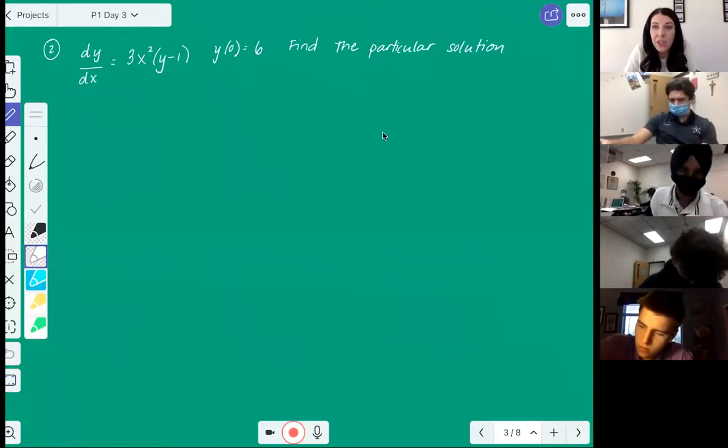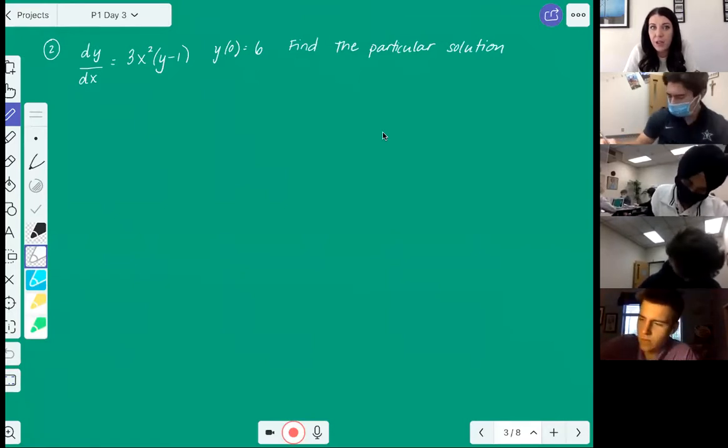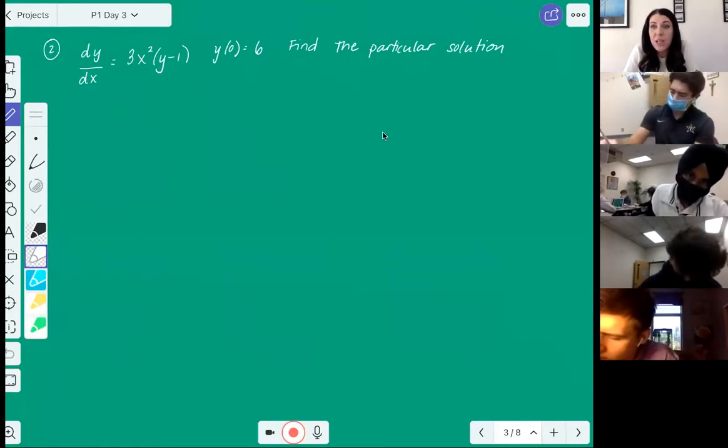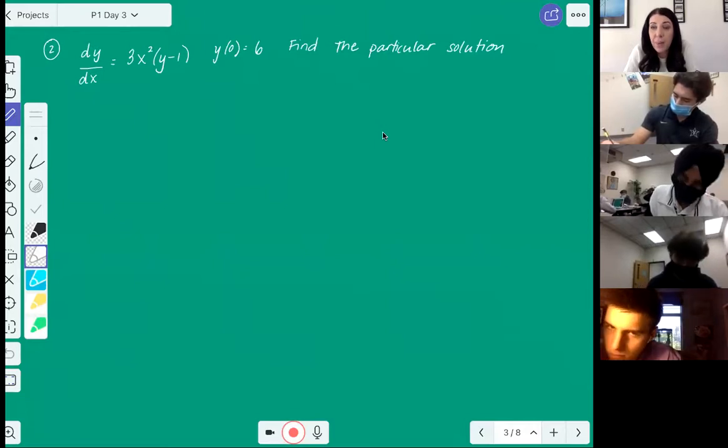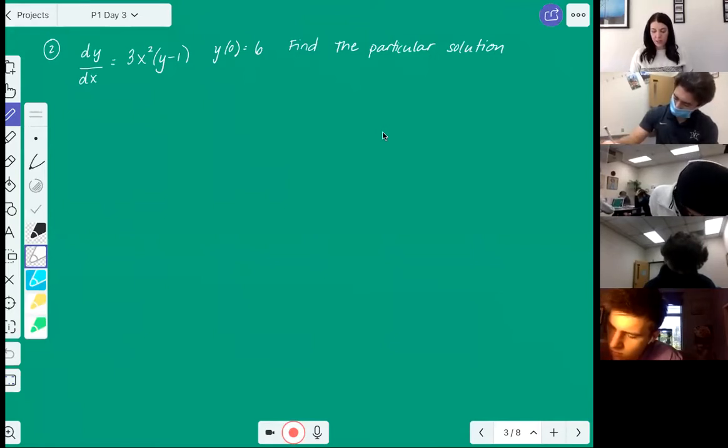Find the particular solution. So find the particular solution just means find y equals. That's what it means every time it says that. Find that y equals using that initial condition. Okay, so step 1 is to separate your variables, meaning I want to get the y's on the left side and I want to get the x's on the right. Go ahead and see if you can do step 1. I'll be calling on someone in just a second.